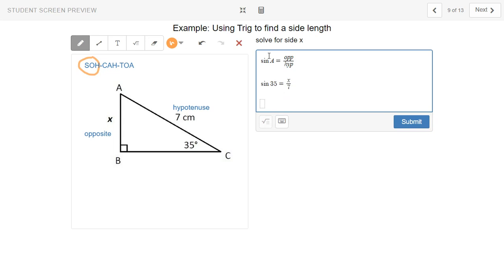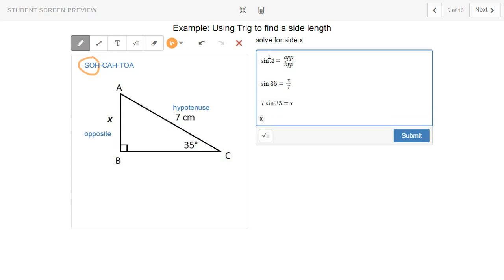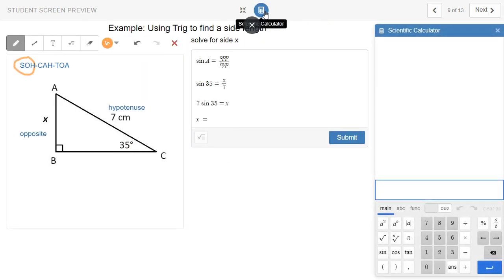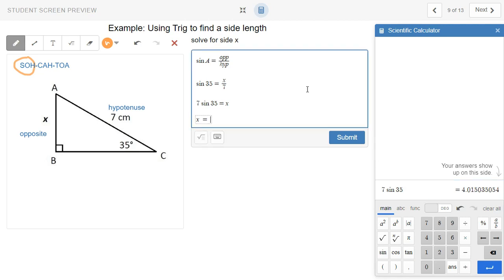Now let's cross multiply. 7 times sine 35 is equal to x. We've got our exact answer already. Now let's get our rounded answer by substituting it into the calculator to solve. So 7 sine 35, 4.015. Now 5 is the extra decimal spot, but since it's 5, we're going to round the number before up. 4.02.